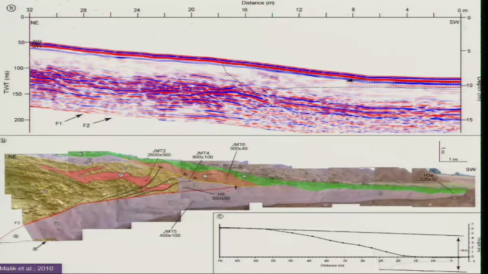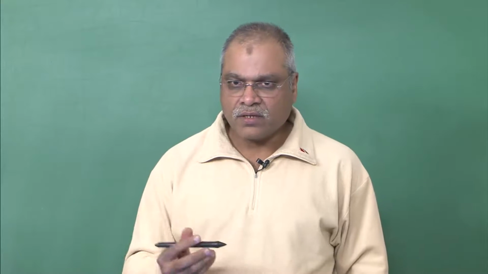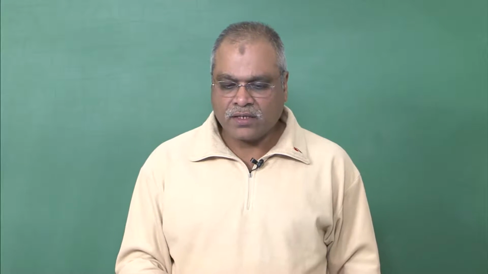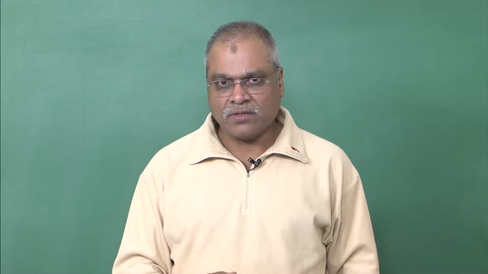This is one example of that, and then we talk about what the net displacement was during one event, what the slip rate is, and what the recurrence interval is. The recurrence interval is almost 1000 years here. But our recent studies, which we have done in greater detail, show the recurrence is a bit less, around 800 years or so.